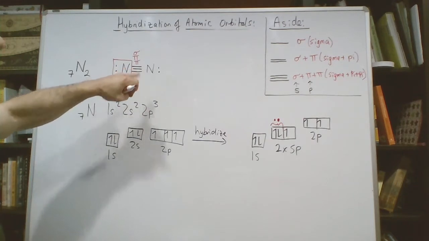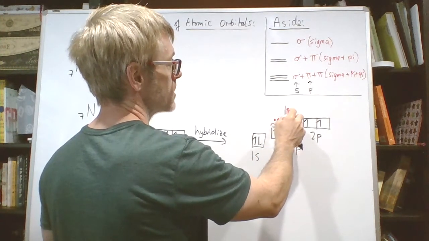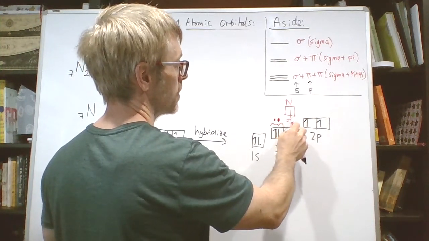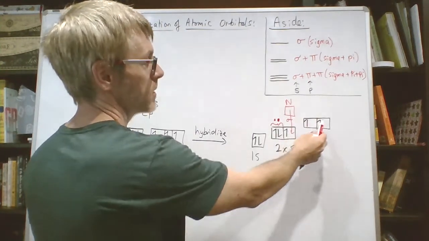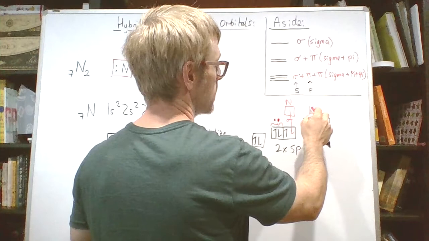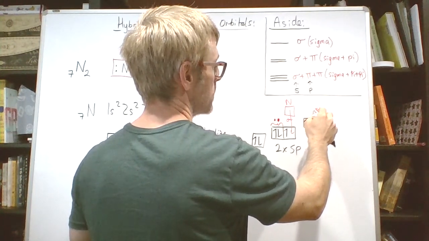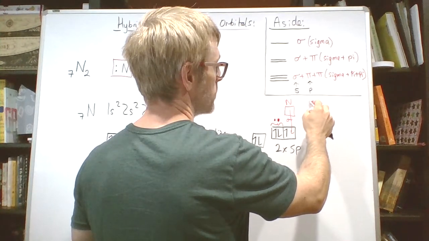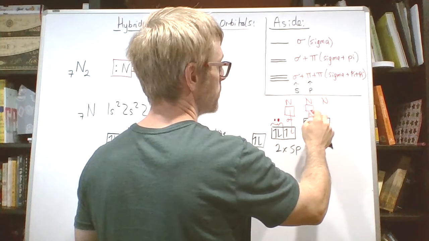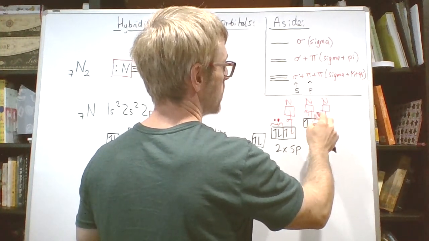But now I need to make a sigma and two pi's. Well, I can make a sigma with the other nitrogen here. And I've got my p's that I can make two pi's with. So I can make pi and pi. Again, these will be from the other nitrogen. Pi and pi.